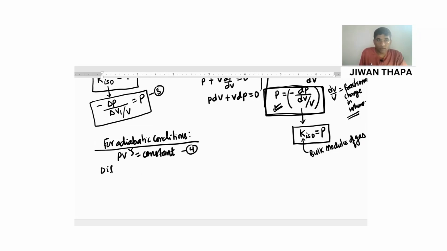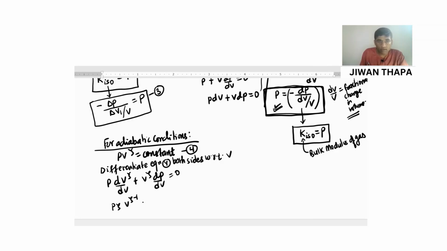Now we differentiate equation 4 on both sides with respect to volume. We can also differentiate with respect to pressure. So we get P dV gamma by dV plus V gamma dP by dV equals 0. So this gives me P gamma V gamma minus 1 plus V gamma dP by dV equals 0.